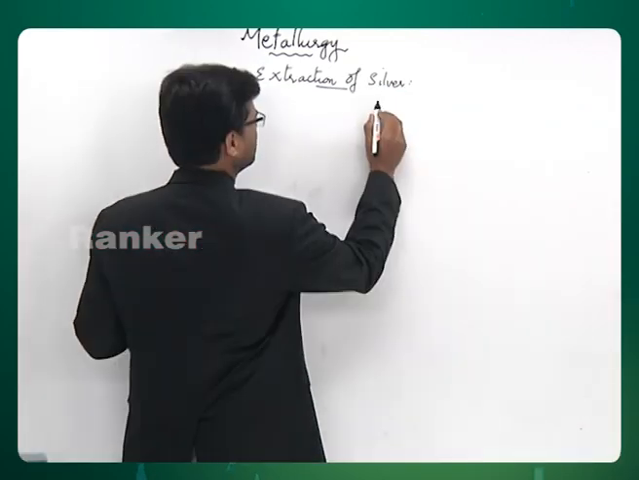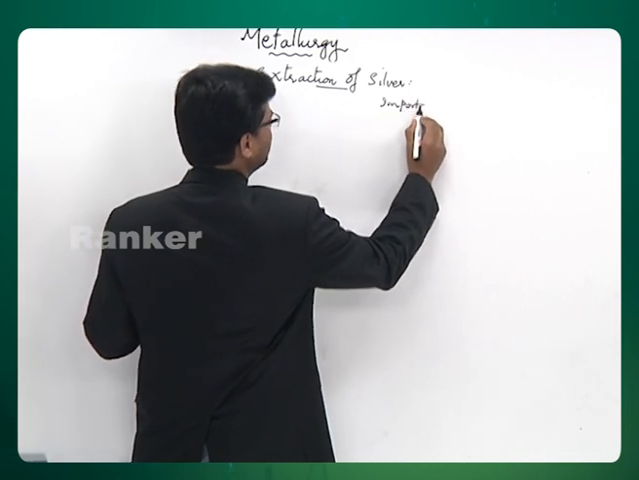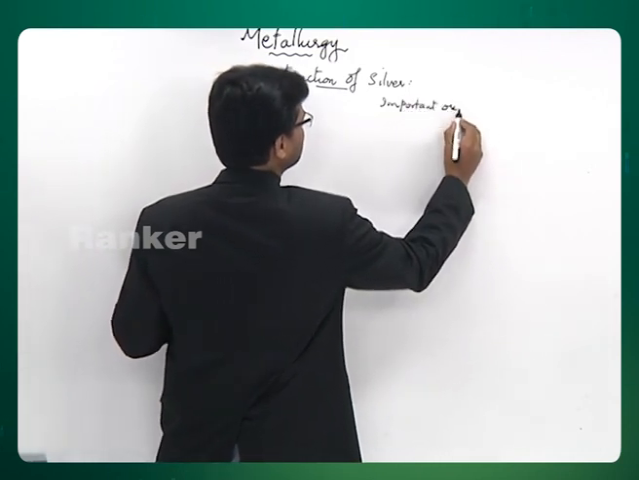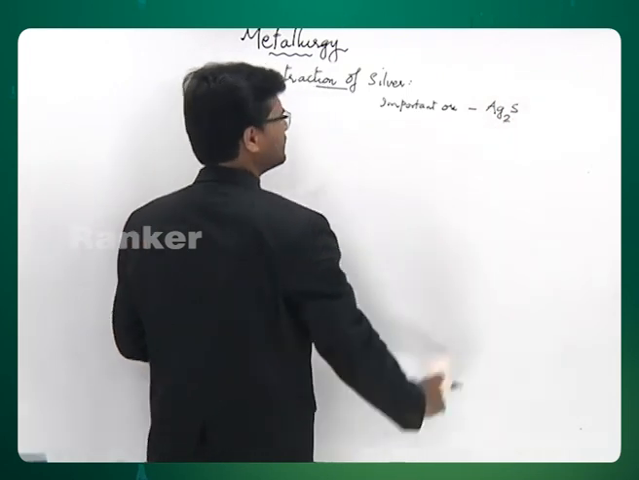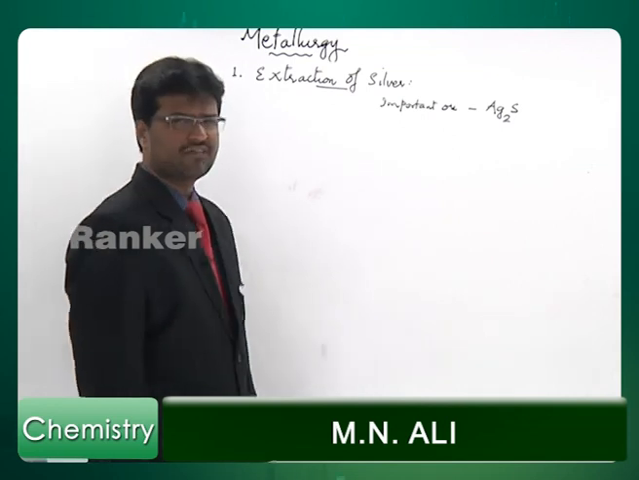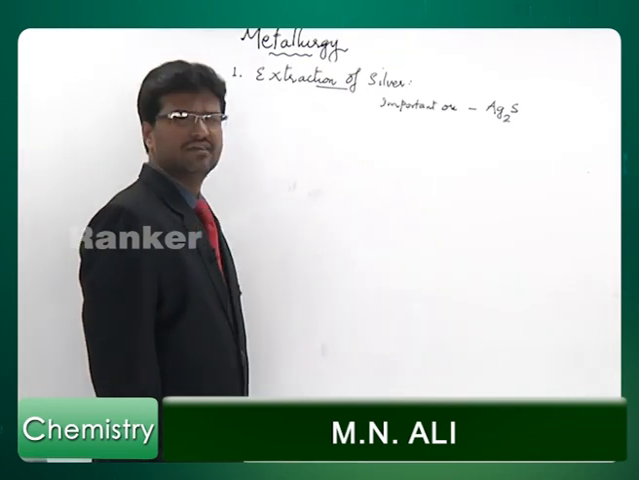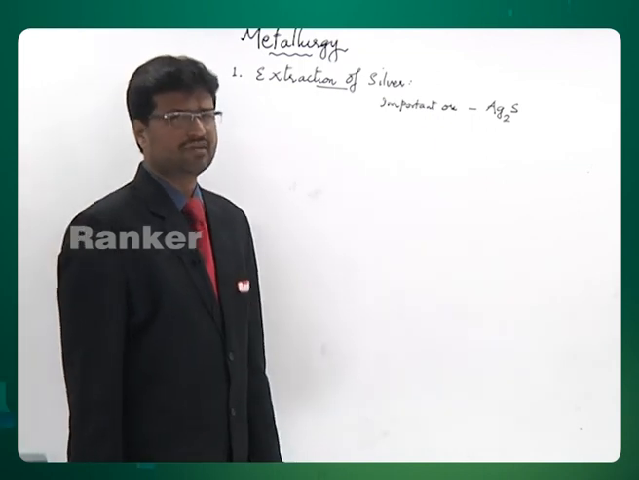Extraction of silver. The important ore of silver from which silver is extracted is Ag2S. It can be called silver glance. Chemically it is silver sulfide, called silver glance. Let's see how silver is obtained from Ag2S.